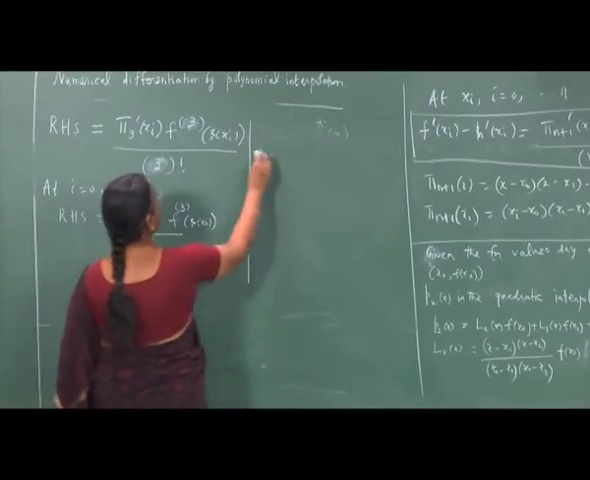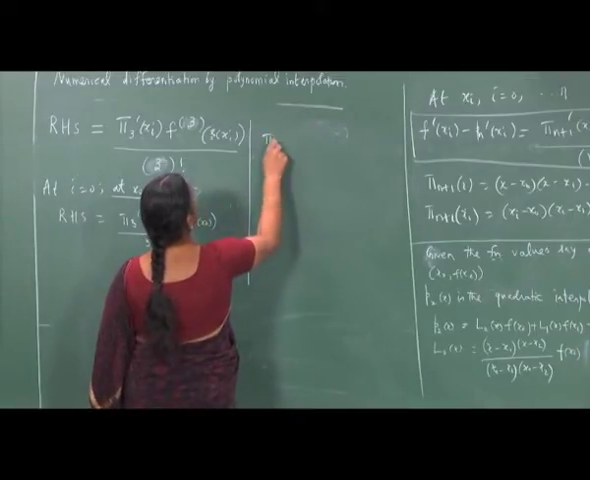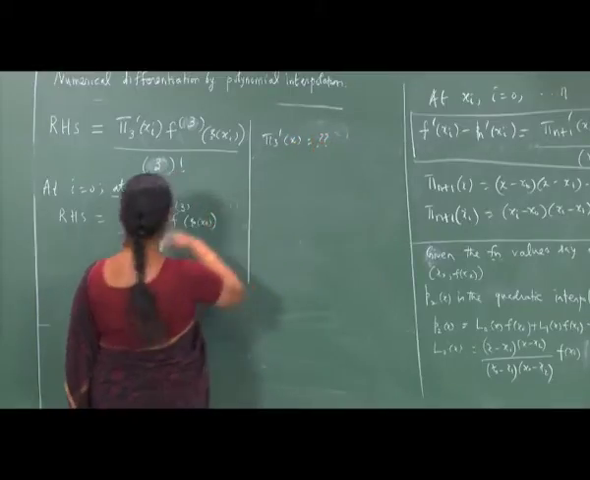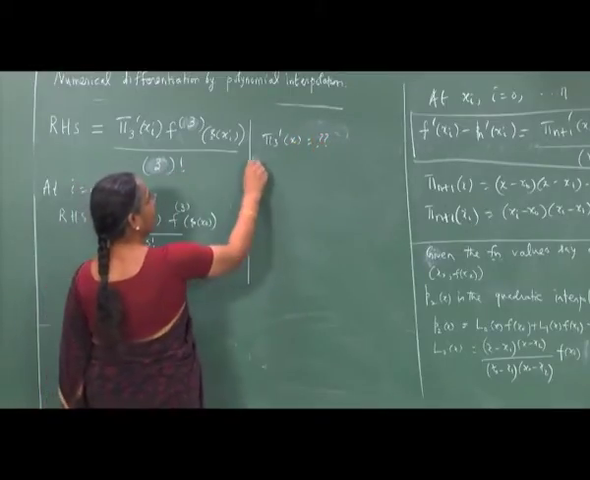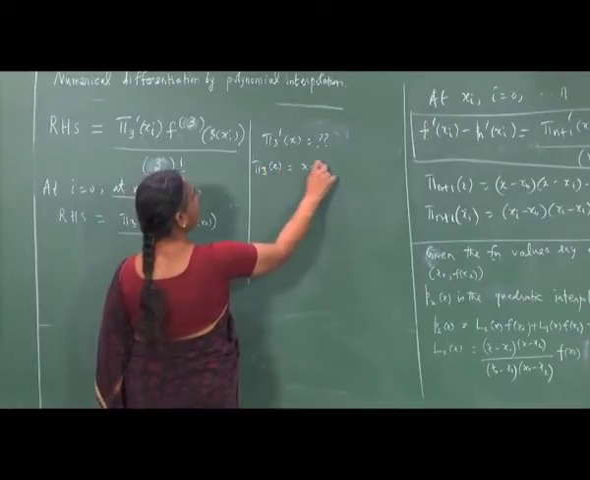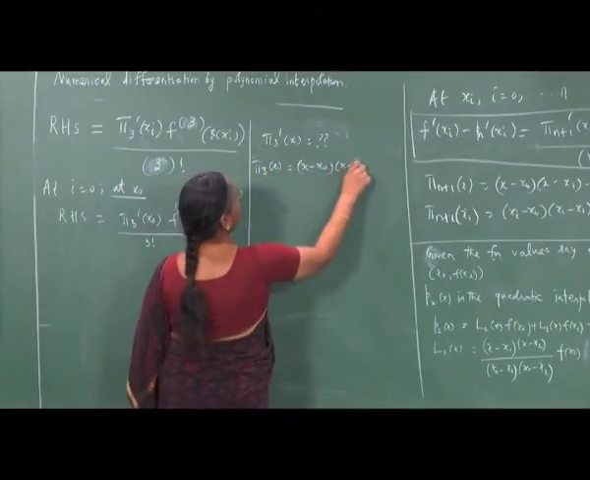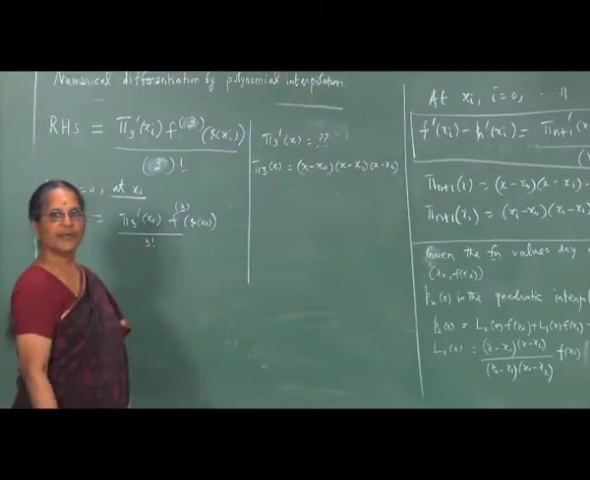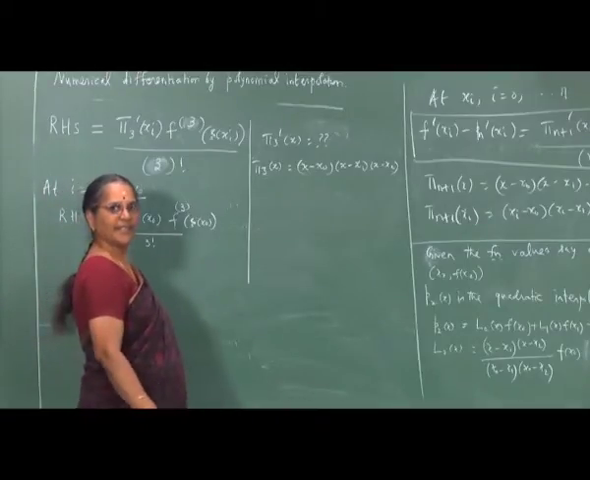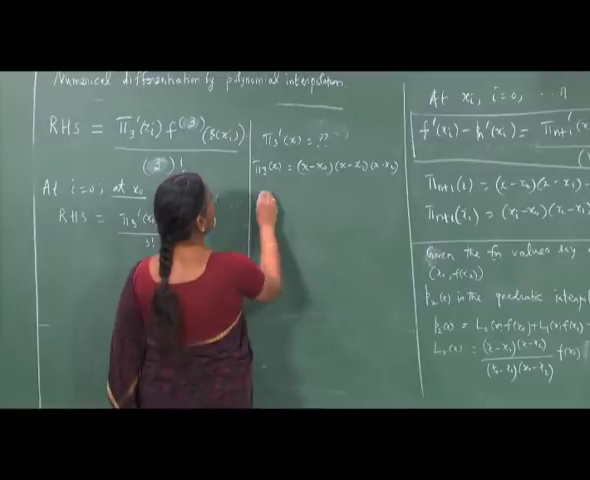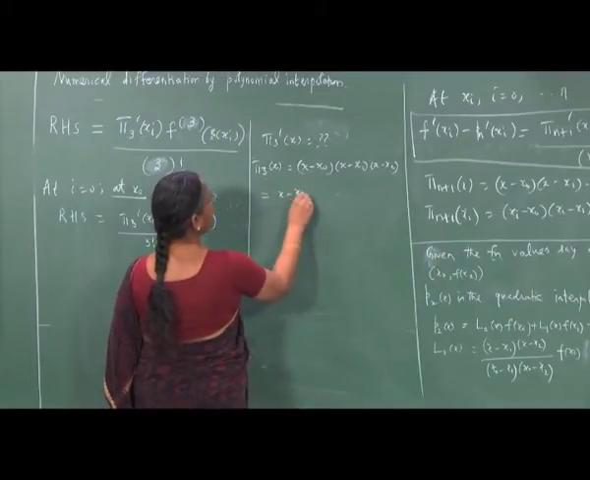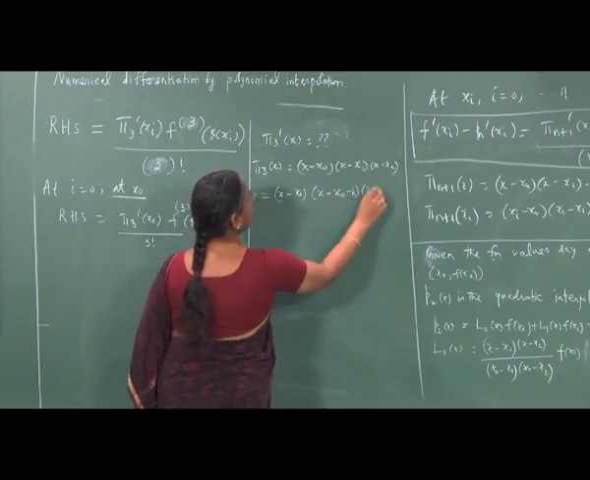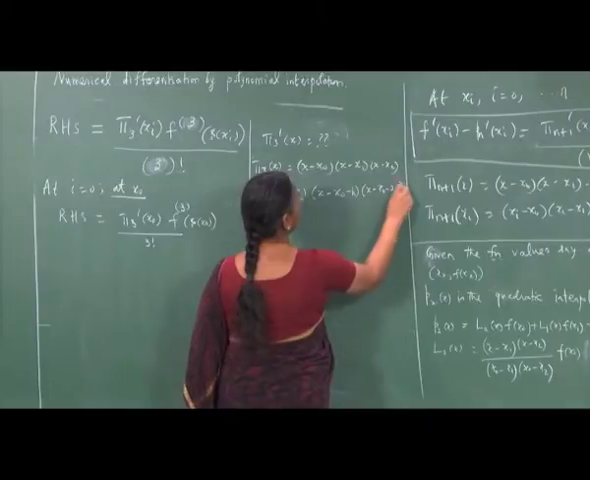So, we require pi 3 dashed of x, and then we shall evaluate at the nodes. What is pi 3 of x? Pi 3 of x is (x minus x naught) into (x minus x1) into (x minus x2). Since we work out the details for equally spaced points, we can substitute the details. So, (x minus x naught) into (x minus x naught minus h) into (x minus x naught minus 2h).